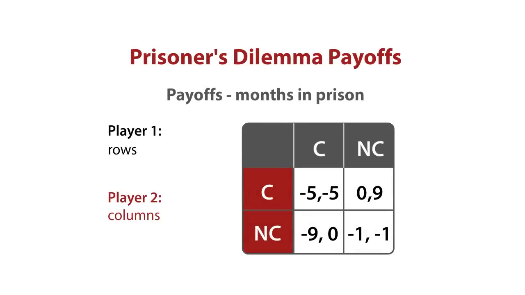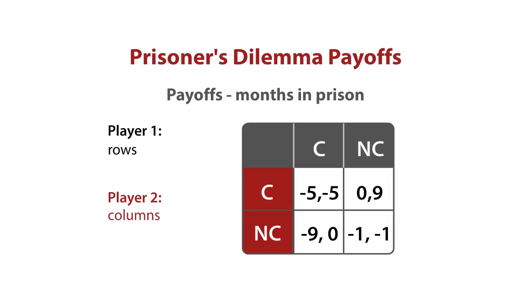To analyze this game, we're going to have to set up some structure. So the structure we're going to look at is going to be called a two-person game. Each person can choose a strategy of confess, represented by C, or not confess, represented by NC. Player 1 in our game chooses rows in this matrix, and player 2 chooses columns.